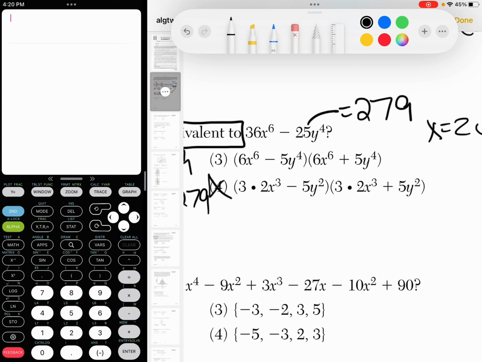Okay, hang on. Choice 3. We're just going to start over. 6 times, I'm going to put in a 2 for x, a 3 for y. So it's 6 times 2 to the 6th.